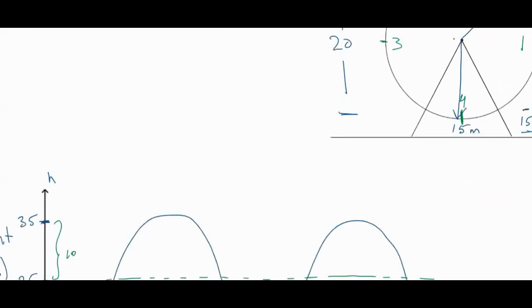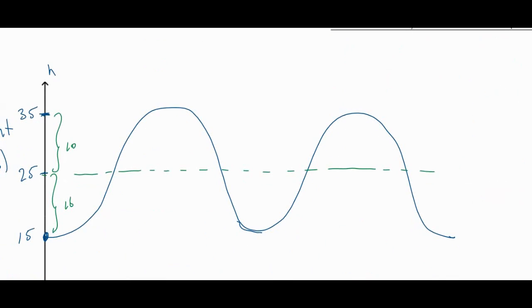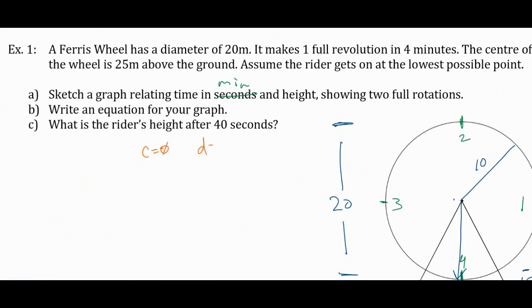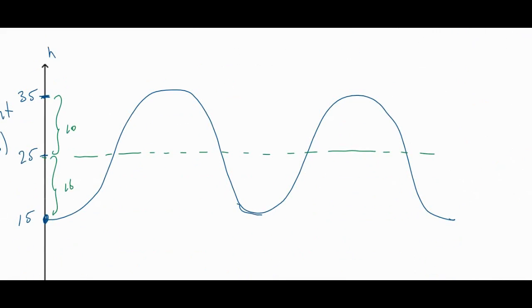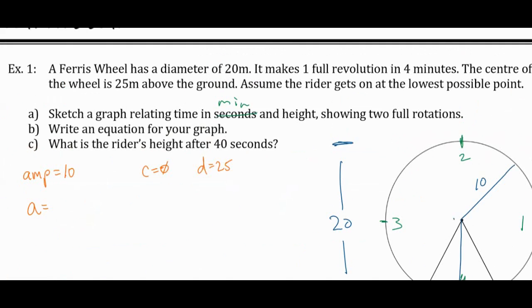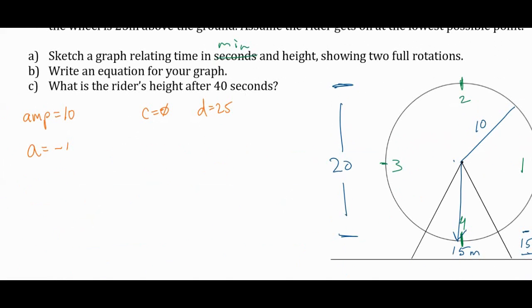D is relatively easy. It's the 0 line. Like we've already got a bunch of this done. D is the 0 line. So that's 25 in this case. The amplitude is the radius, so that's 10, half the distance from the max to the min, or the distance from the 0 line up to the max, and the distance from the 0 line down to the min. And that means my A value, what do I need to think about for my A value? If there's a reflection. Yeah, and in this case there is. We start at the minimum. That's a reflection for cosine. So it's negative 10, because otherwise it's the same as the amplitude.